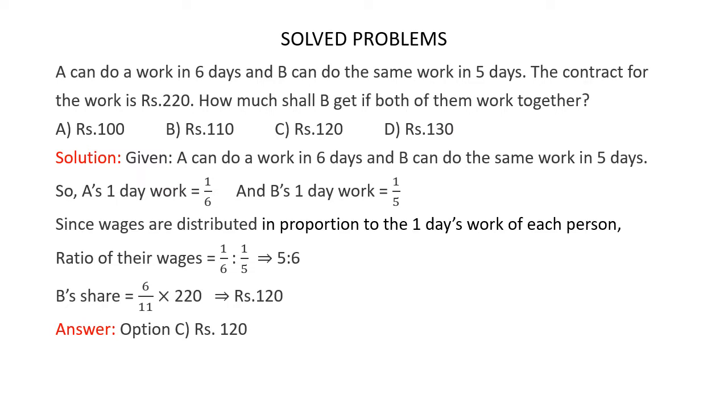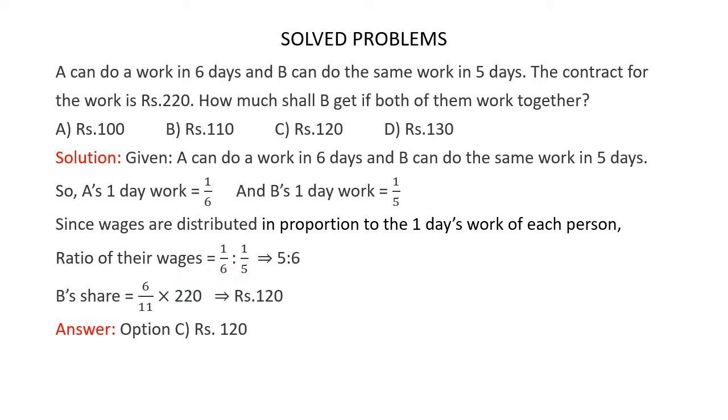Now it's given that A can do a work in 6 days and B can do the same work in 5 days. So A's one day work is 1 by 6 and B's one day work is 1 by 5. Now wages are distributed in proportion to the 1 day's work of each person. So the ratio of the wages is 1 by 6 is to 1 by 5.